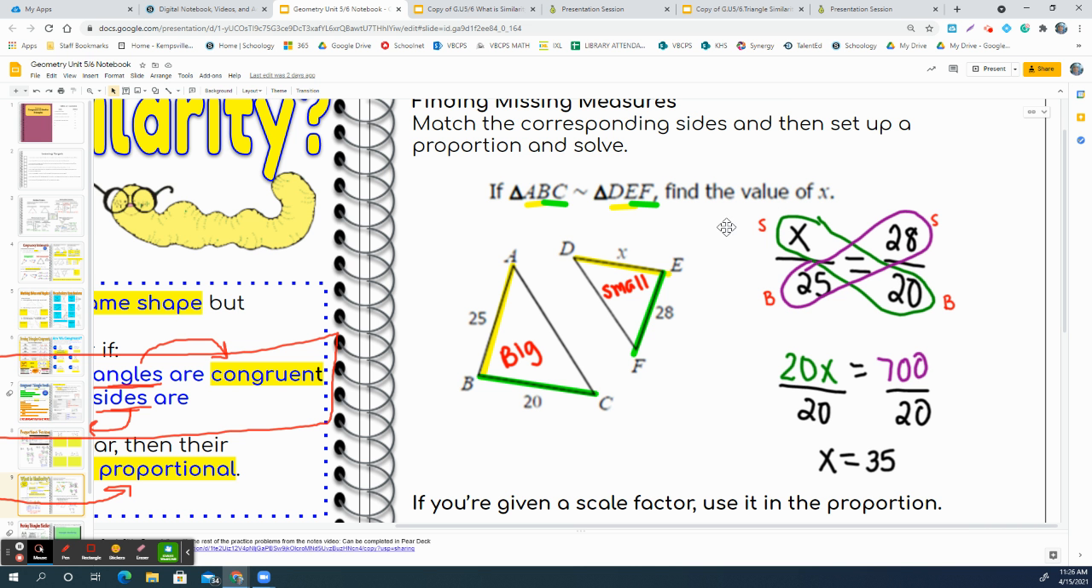But there's two more things that we need to know. The X and the 28 are both in this small triangle, so the X and the 28 have to be next door neighbors. I usually put the two numbers in the small triangle in the top of my proportion, and the two numbers in my big triangle on the bottom. So you've got to make sure that the same triangles are next door neighbors, and the two small sides and the two large sides are next door neighbors. Okay, and you get that information from the key and from the picture.